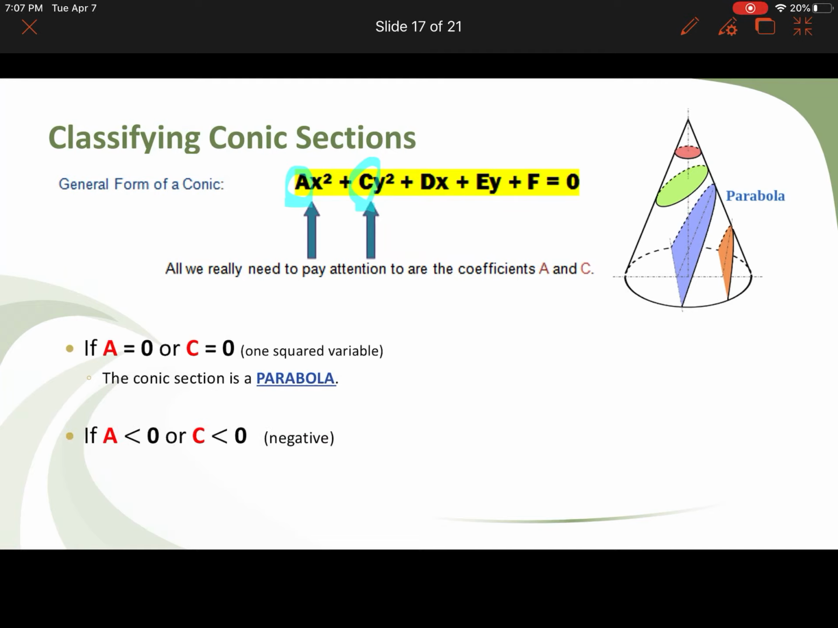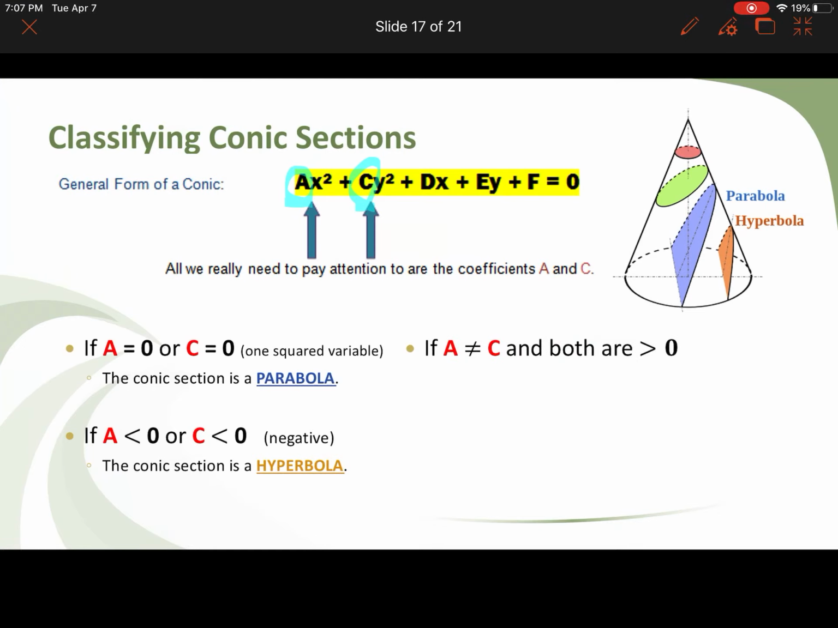All right, so if either A or C is negative, but not both, but one or the other is negative, then that would mean that when you complete the square and everything, they're still going to have opposite signs. They may not be the same signs, but they will still be opposite from each other. So that's a hyperbola.